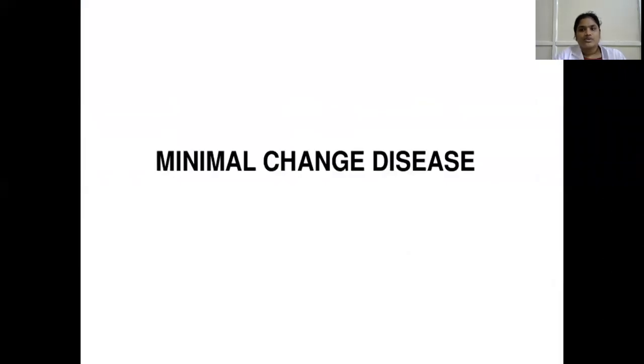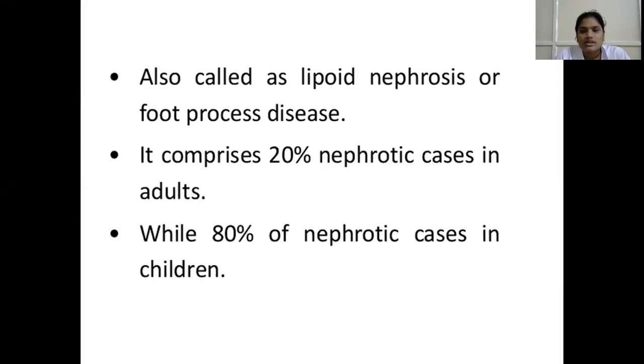So now we'll go into details of each type of the nephrotic syndrome. This is the minimal change disease; first, we are going to see it. This is the type we most commonly see in children, around 70 to 90%, and in adults around 10 to 15%. It is also called lipoid nephrosis or foot process disease. It comprises 20% of the nephrotic cases in adults, as I said, and 80% of the nephrotic cases in children.